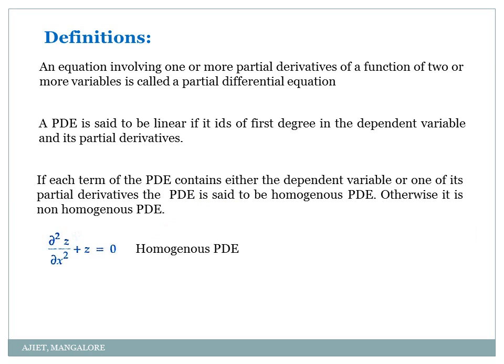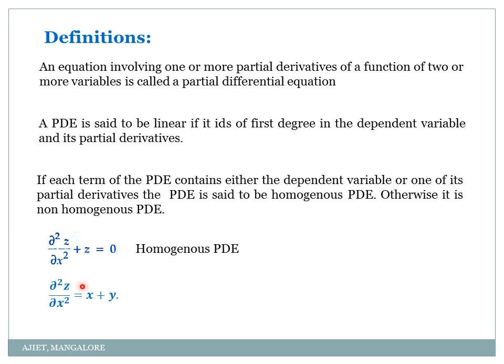Now according to that, which is this equation? It's a homogeneous equation. Why? Because it contains the dependent variable, that is z, and the independent variable's derivative. The independent variable is x because z is a function of x. So ∂²z/∂x² + z = 0. This is a homogeneous partial differential equation.